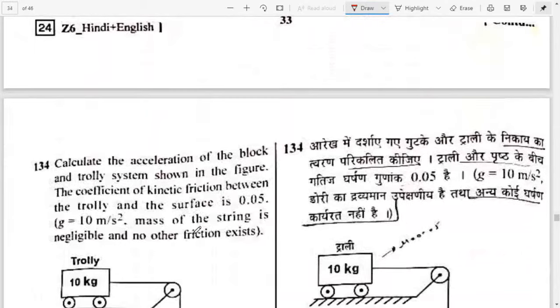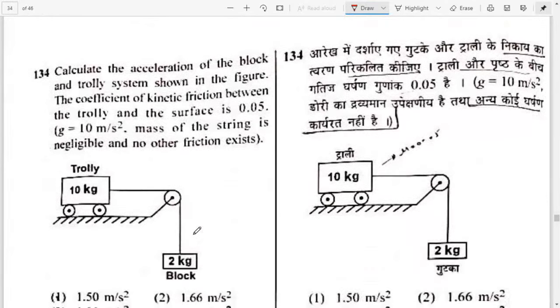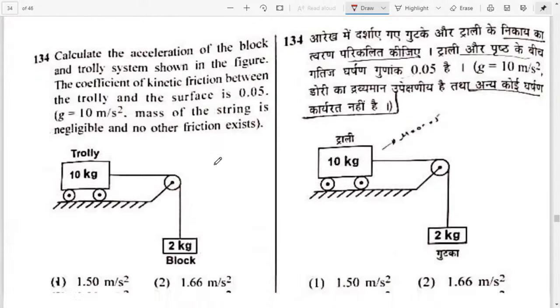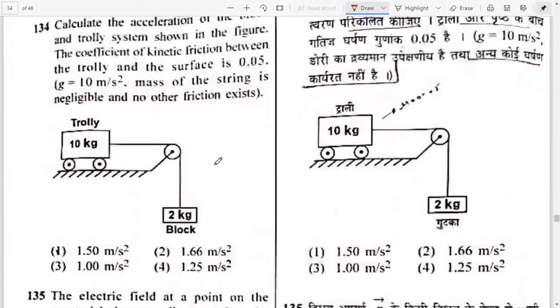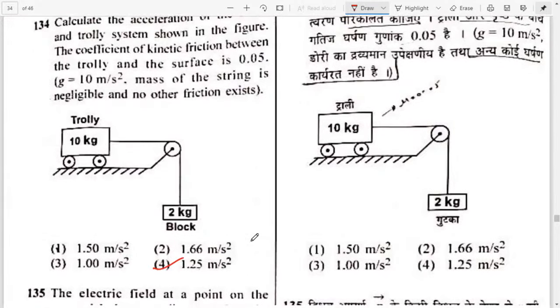Next, question number 134. Calculate the acceleration of the block and trolley system shown in the figure. The coefficient of kinetic friction between the trolley and the surface is 0.05. We know that g equal to 10 meters per second square. Mass of the string is negligible and no other friction exists. So when there is no friction, it is going to be option number 4, 1.25 meters per second square.